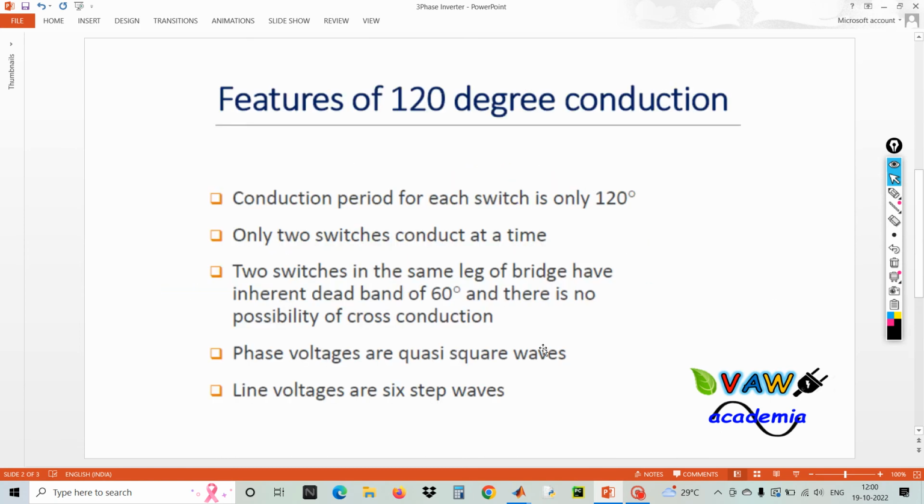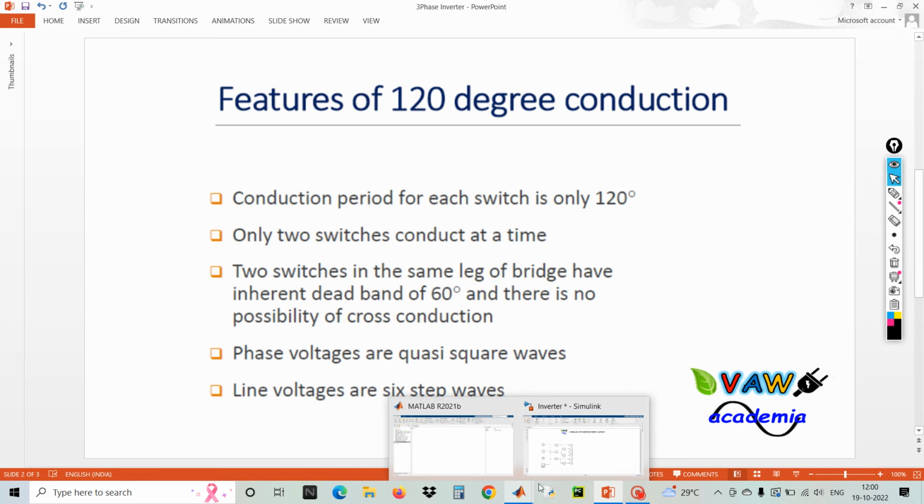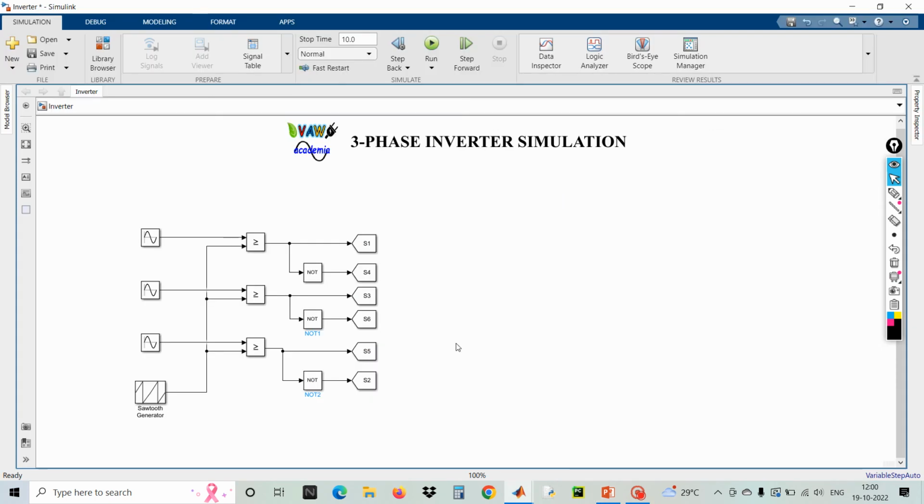Since it has six switches, there will be three pairs of switches. Accordingly, I'm going to trigger the switches by means of these pulses. Here I'm using the NOT symbol. I want to create the pair, so I used a NOT gate. Actually, I invert the signals.